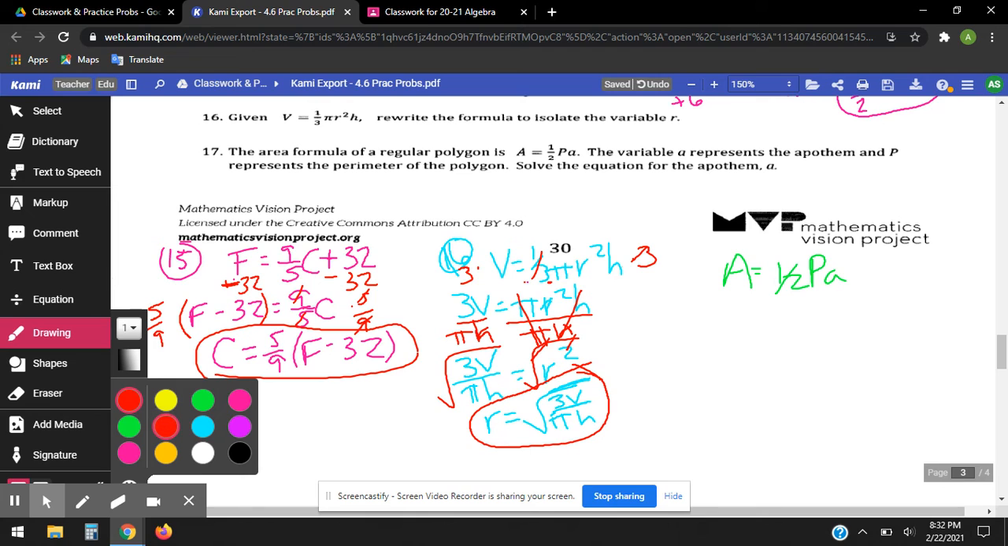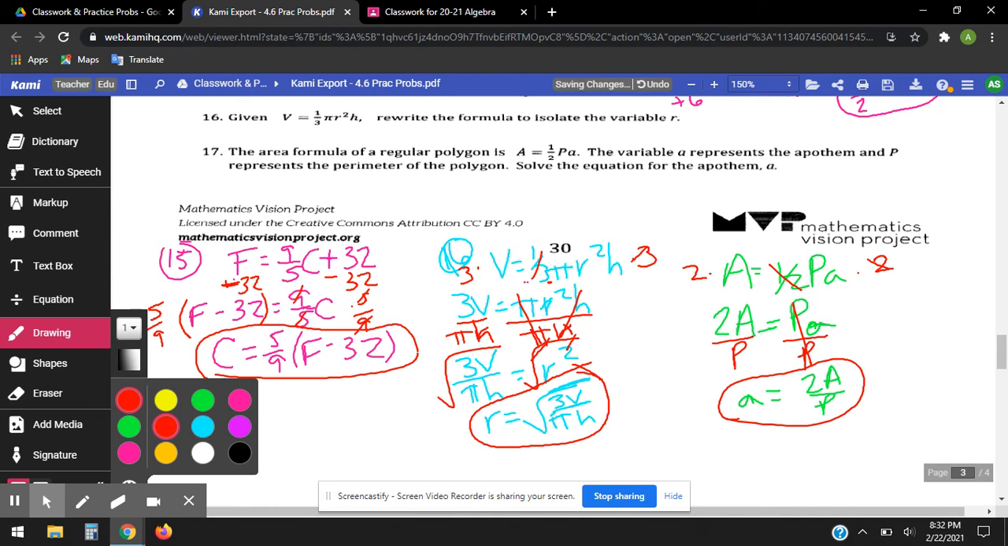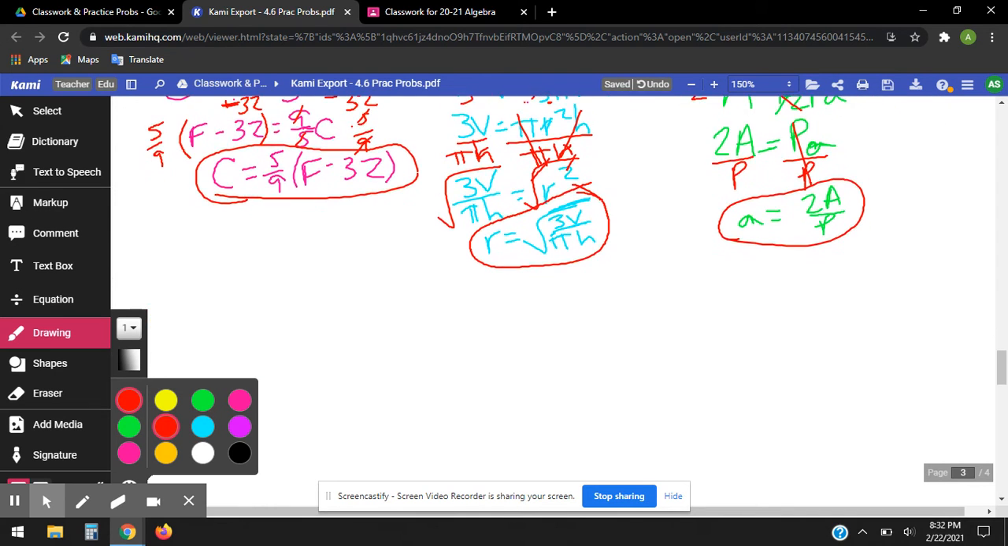Well, again, let's get rid of our fraction. So let's times 2 to get rid of our half there. So 2A equals P times a. And since we want the a by itself, we need to divide by P. Those cancel. So a equals 2 capital A over capital P. It was the simplest of them all. All right, couple more.